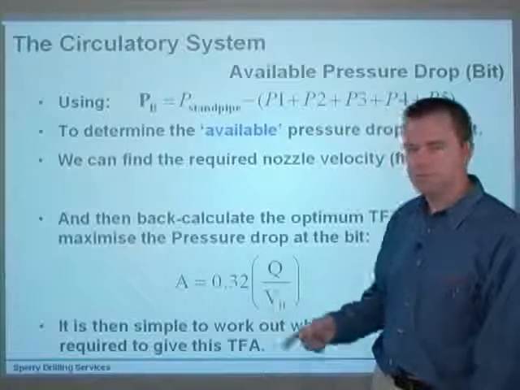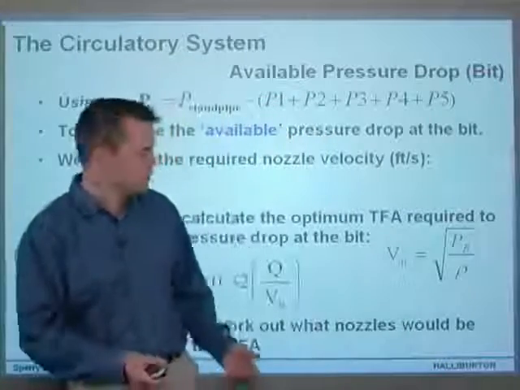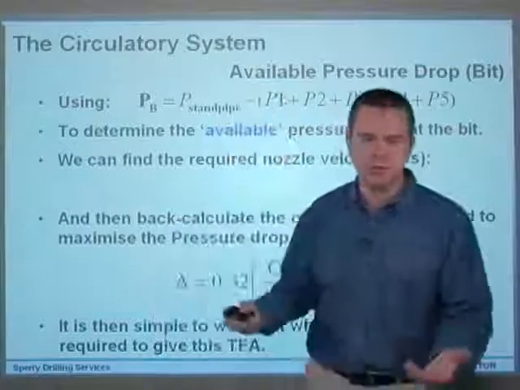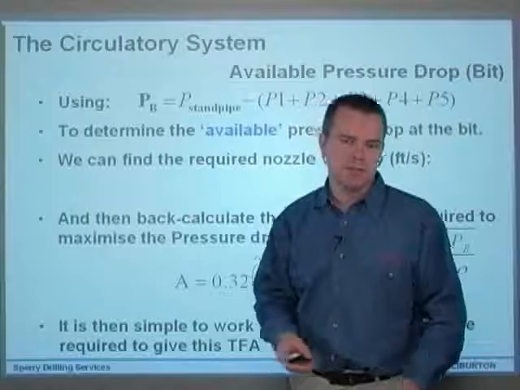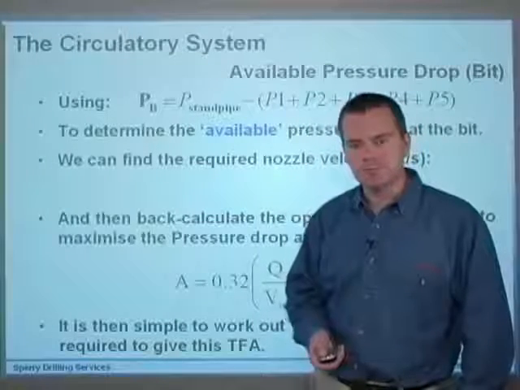And then that will give you your TFA, and then you can simply work out what nozzles would be required to give that TFA. That totally depends on how many nozzles you can screw into the bit, which could be 3 for a rock bit, maybe 4 if it's got a center jet, 6, 7, 8, whatever, depending on what type of bit you're running.